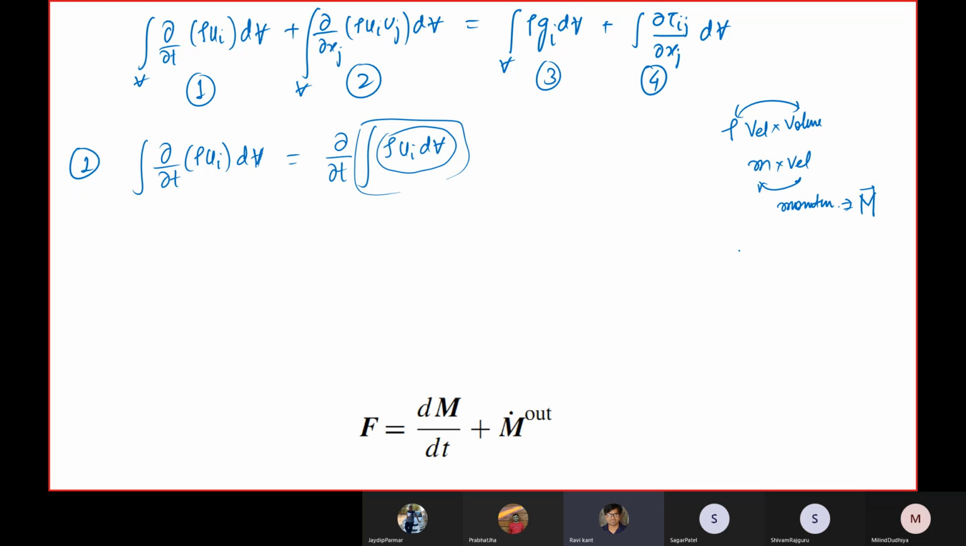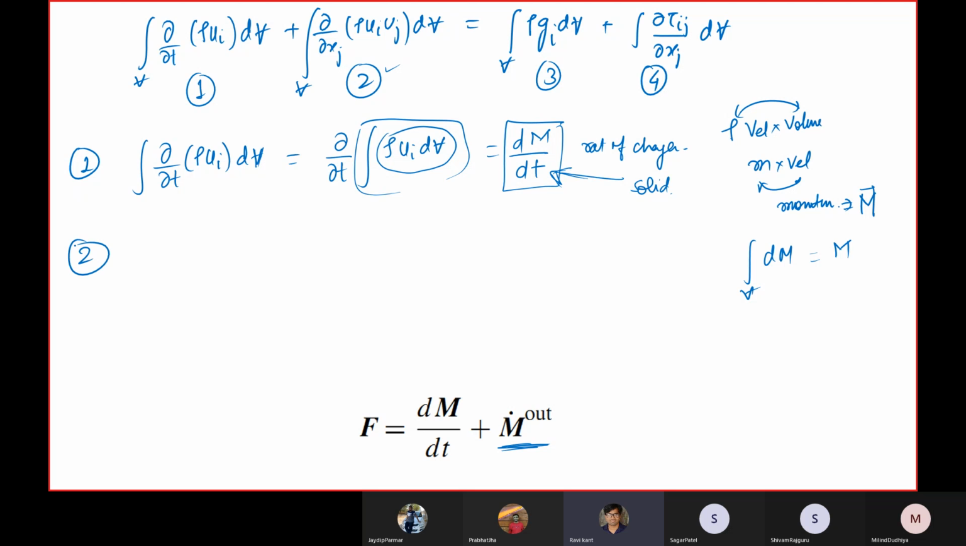So this is your differential momentum integrated over the whole volume, which gives you the whole momentum, and this is the rate of change of momentum. This is nothing but dM by dt, nothing more than that, the rate of change of momentum. This was usual for our solid mechanics. But because of these second terms, an additional term will come out.